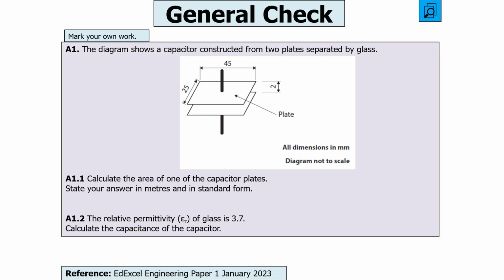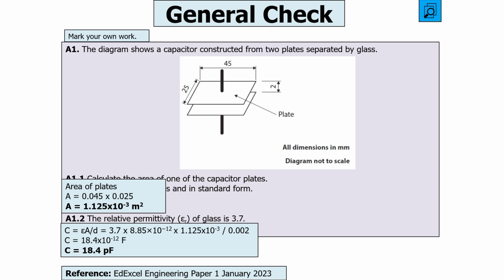Right, in this first question, the trick you're going to have to do to work out the area is to times the length by the breadth, but these values are given in millimeters and you've got to put them into meters. So you pop them into meters, multiply them together, and we get 1.1 times 10 to the minus 3 meters squared. Then the second one, we'll once again use our equation here. So we can see it's going to be the parallel plate capacitor equation. So it's 3.7 times the permittivity of free space times the area we just worked out, divided by the separation in meters, which is 0.002, so you get 18.4 picofarads.